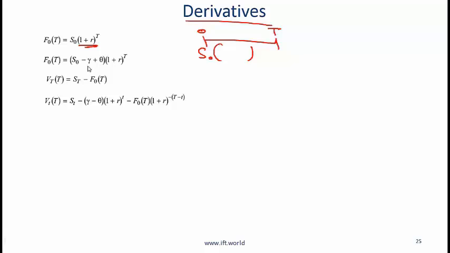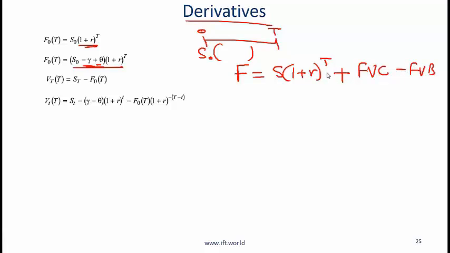Say the benefit has a present value of gamma at time 0, and if there is also a cost associated with holding the underlying asset and the present value of that cost is theta, then the forward price is given by this expression. Another way of writing this is as follows. The forward price is equal to the spot price compounded at the risk-free rate plus the future value of the costs minus the future value of the benefits.